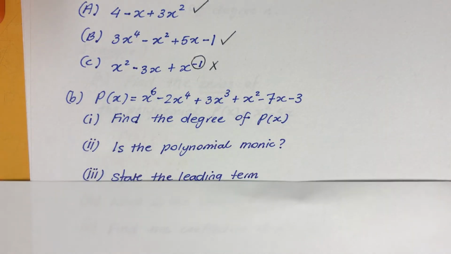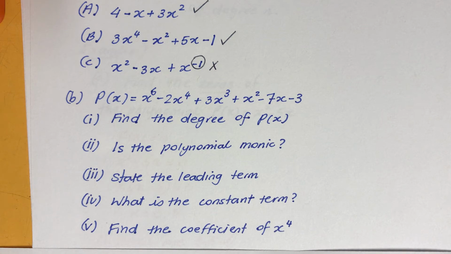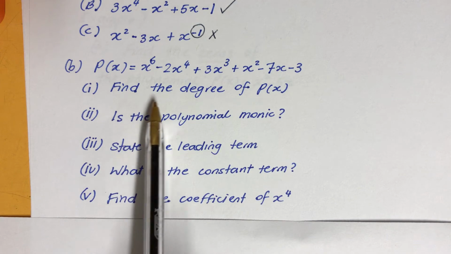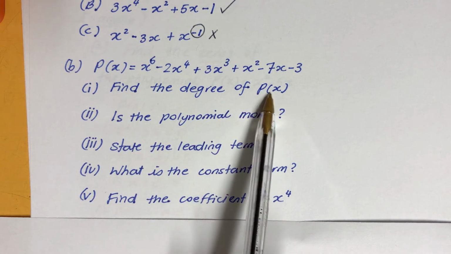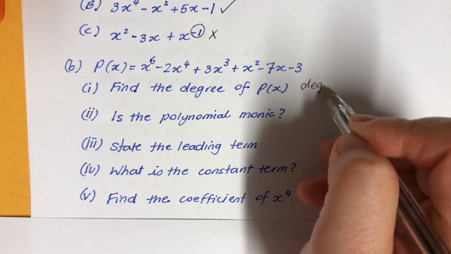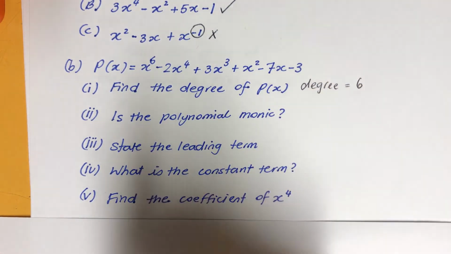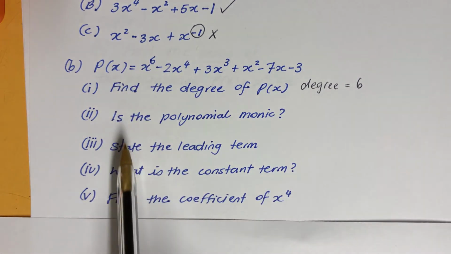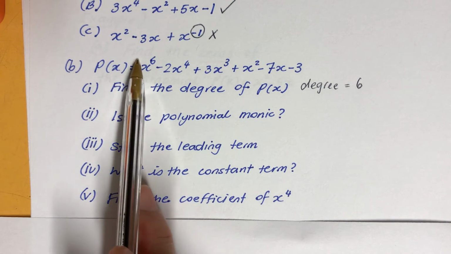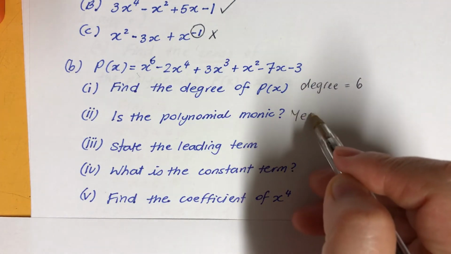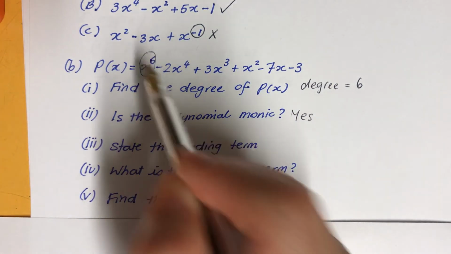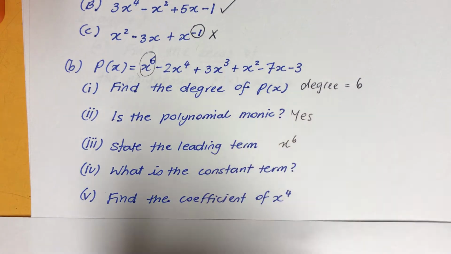Part B, we got this polynomial given, and we need to answer all those parts here. So find the degree of polynomial, the highest power, which is degree equals 6, because that's the highest power is 6. Is the polynomial monic? Yes, because the leading coefficient is 1, so yes, it is. And state the leading term. Now, leading term will be x to the power of 6.